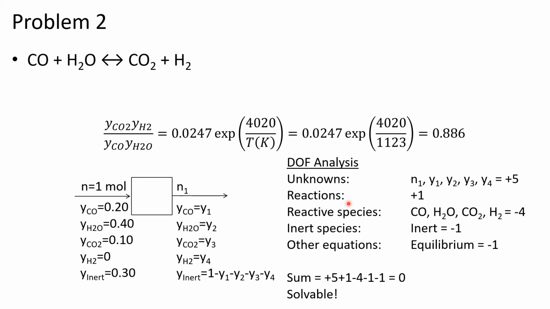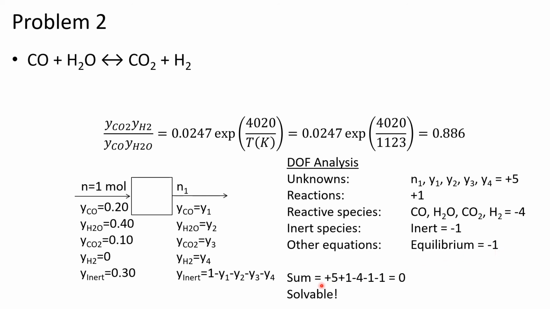We calculate the number of independent reactions. There's only one reaction, so this would just be 1. We don't have to worry about determining if all the reactions are independent, so we'll have a plus 1 here. Next, let's count the number of independent reactive species. There are 4 species: carbon monoxide, water, carbon dioxide, and hydrogen. So I have a minus 4. We'll count the number of inert species. We don't know the name of it, but we do know there's an inert. So we have 1 species. We'll put a minus 1 in front of that when we do our sum. And finally, we do have an equilibrium relationship, another equation. So one of those, and we'll put a minus 1 in front of that when we do the sum.